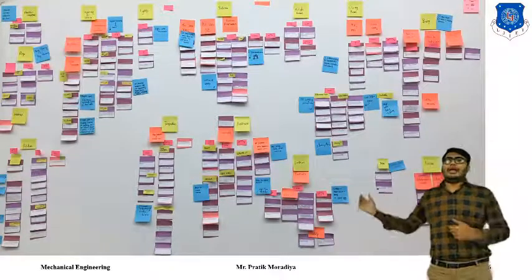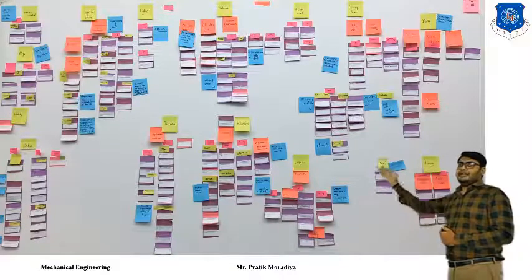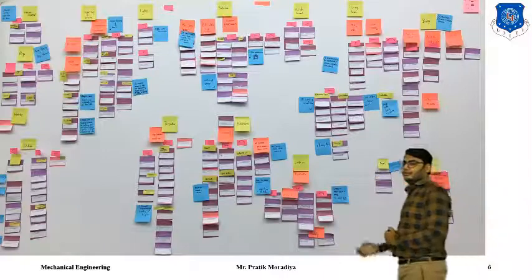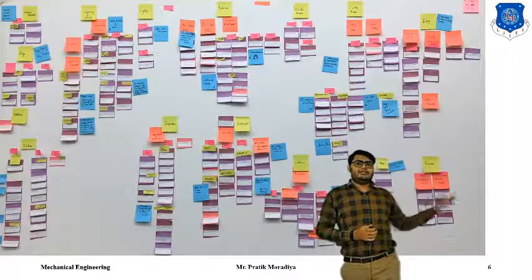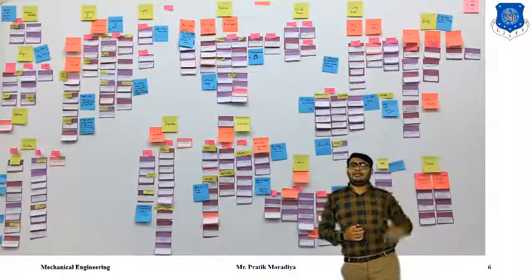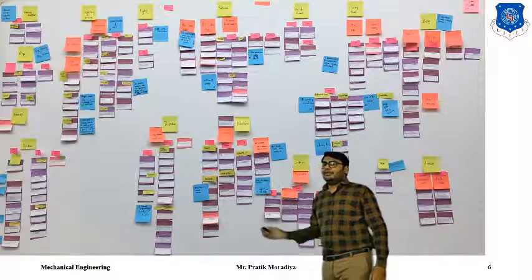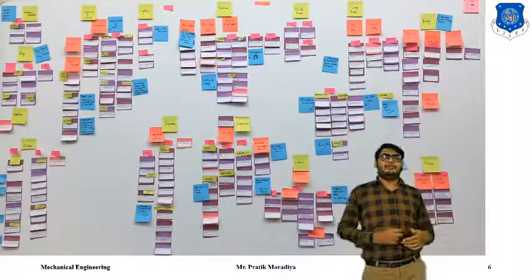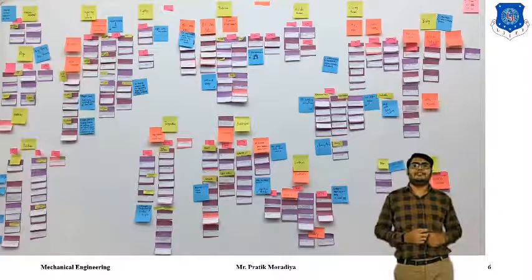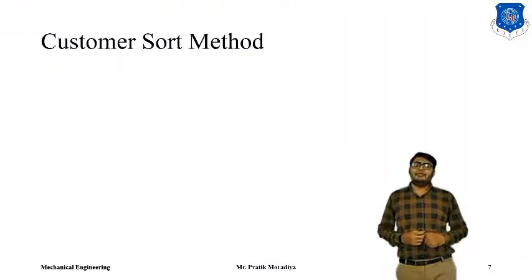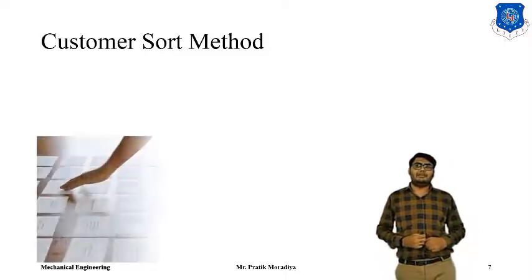This is a typical affinity diagram of gathered needs, and you can see a large number of needs posted on a whiteboard, each in a different group. This is a single group, there is another single group, then another, and so on. Here is another group. So we will have many groups of needs available after performing this affinity diagram method. Now, the customer sort method is very similar to the affinity diagram method.